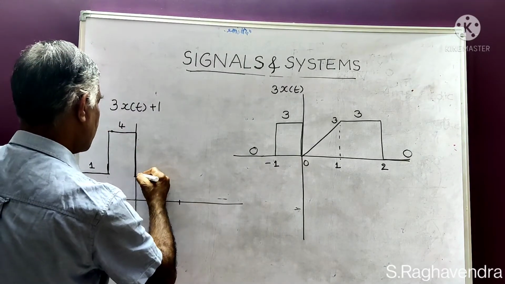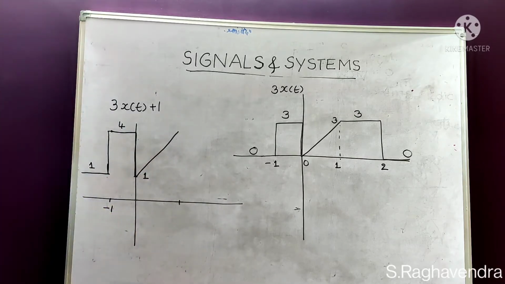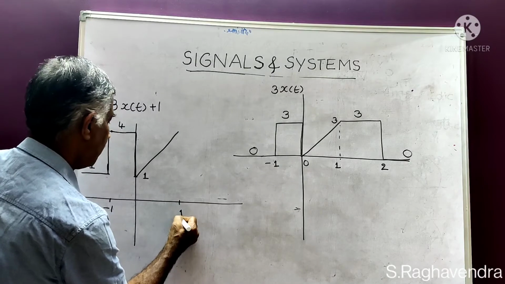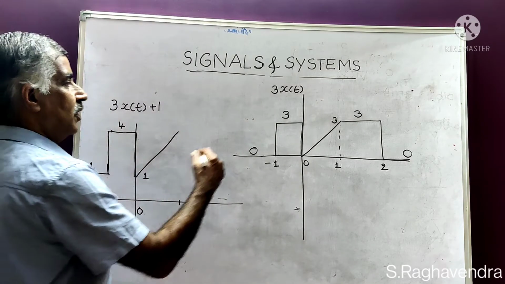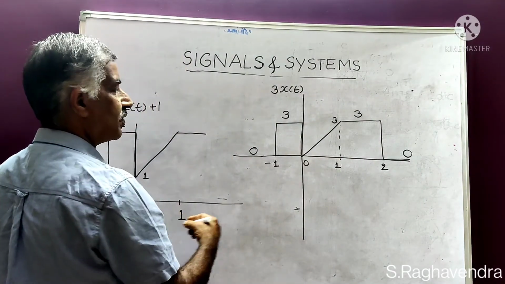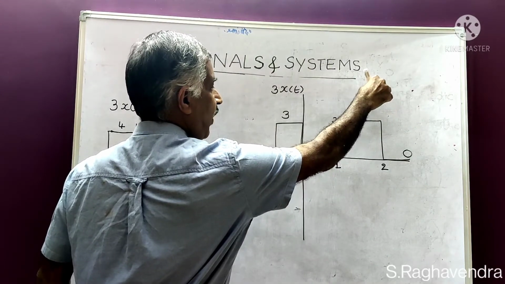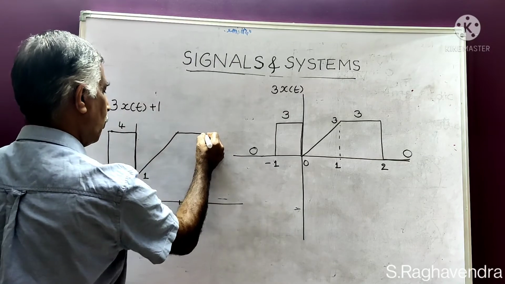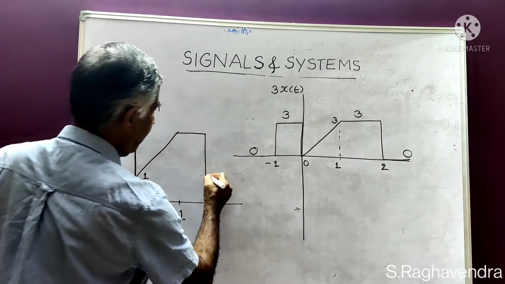It has to rise up to 4. It has to rise like this. This is at 1. Next, 3 plus 1, 4. It continues. Next, at t equal to 2, it falls to 0 here, but in this case it falls to 1. It falls to 1 and then it continues.